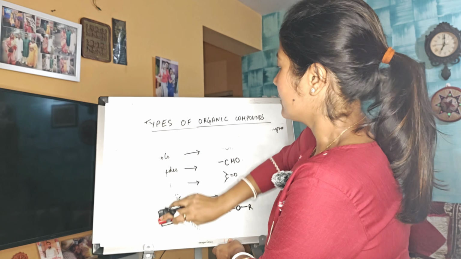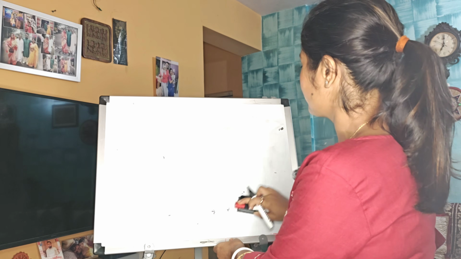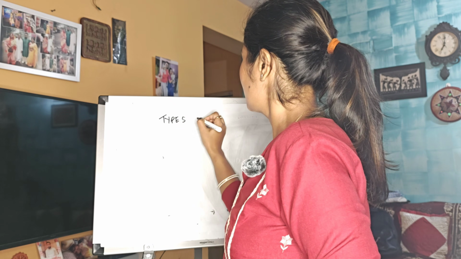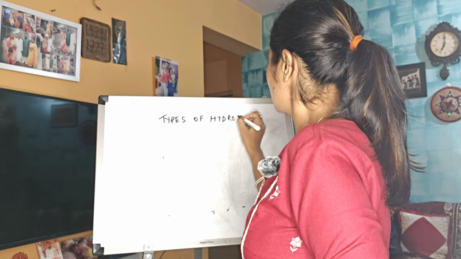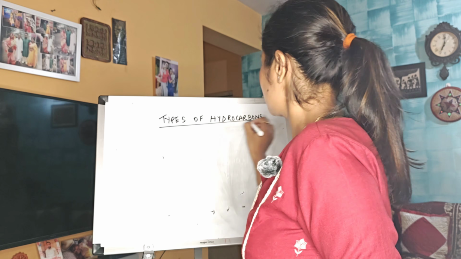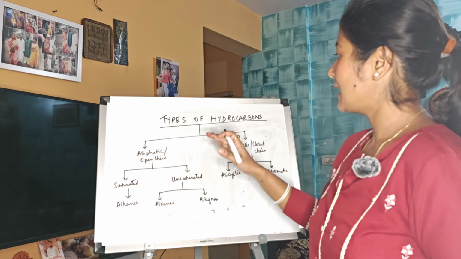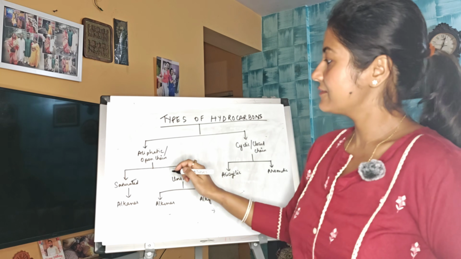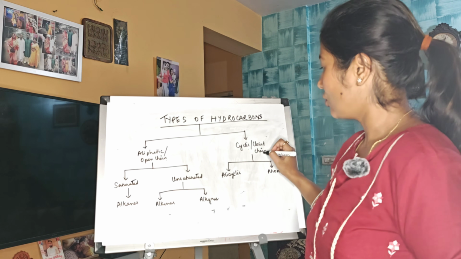Now let us try to understand the next topic, which is types of hydrocarbons. Now let us try to understand the types of hydrocarbons. So hydrocarbons may be classified in the following way. It may be either classified as aliphatic or open chain, or cyclic or closed chain.